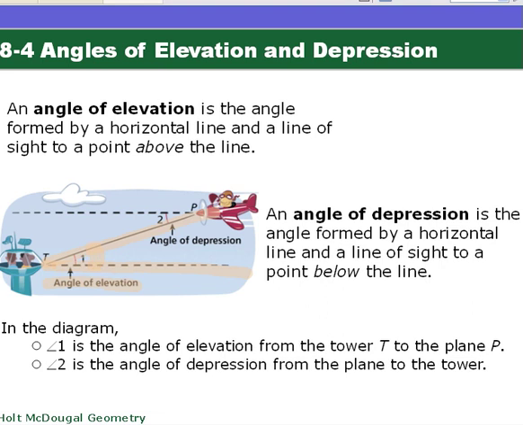Angle of depression is formed from a horizontal line of sight to a point below. Again, if this is my eye, a horizontal line going from my eyes, and I'm looking downward, the angle formed is here, and that's an angle of depression. So angle of depression is looking down, angle of elevation is looking up. In the diagram, 1 is your angle of elevation, 2 is your angle of depression. I kind of covered them up, but there they are. And there's a nice little pilot up there.